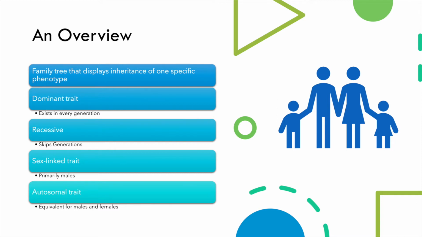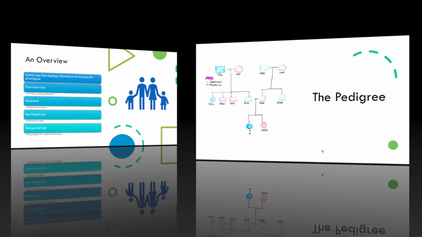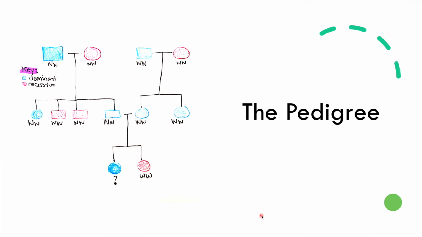If the phenotype is expressed primarily in males, the gene exists on the sex chromosome. If not, it is expressed on the autosomal or non-sex chromosome. Now let's look at a diagram of the pedigree for the phenotype of the widow's peak in the hairline. As you can see by the pedigree, widow's peak is dominant because the phenotype appears in every generation.